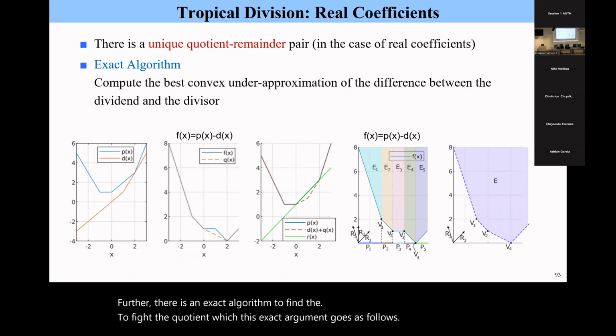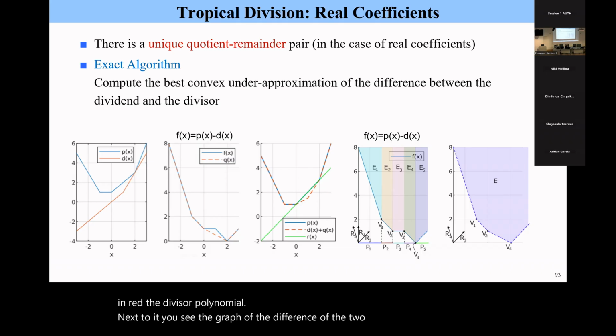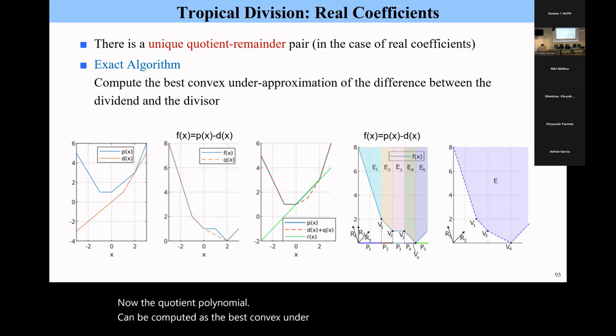Here on the left in blue you see the graph of the original dividend polynomial, and in red, the divisor polynomial. Next to it, you see the graph of the difference of the two polynomials, p of x minus d of x. Now, the quotient polynomial can be computed as the best convex under approximation of this difference.